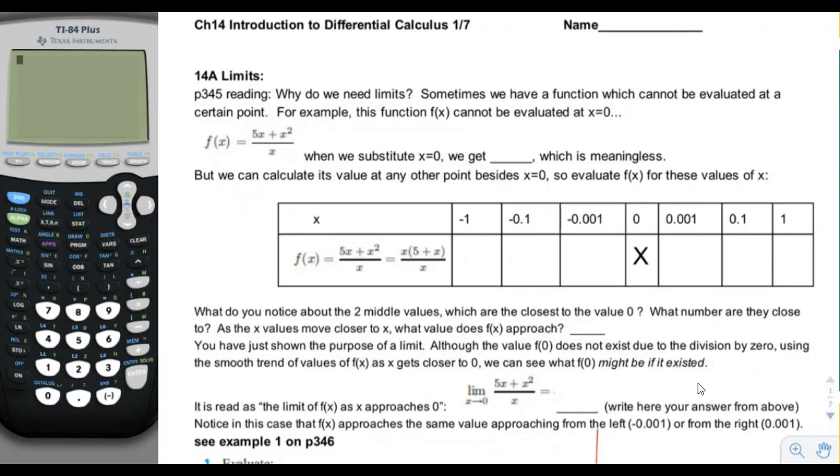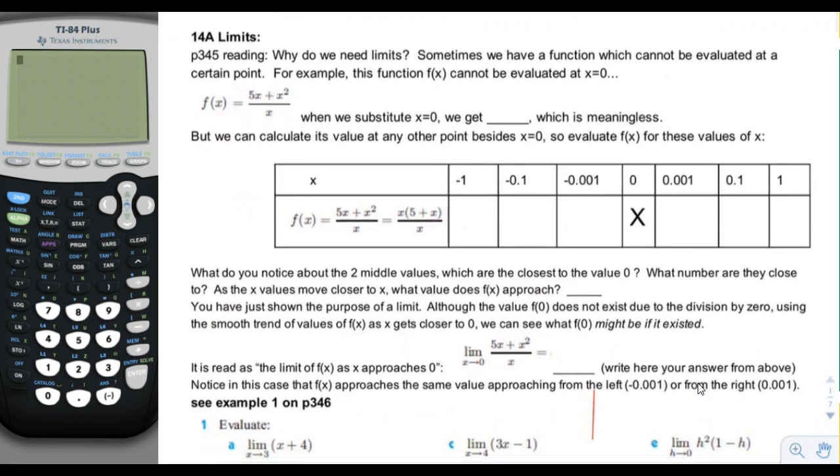Wow, so you've reached a milestone in Math SL. Today's your first day of calculus problems. Page one. On page 345, we talk about why we need limits. What are limits? Well, let's talk about why they're useful here.